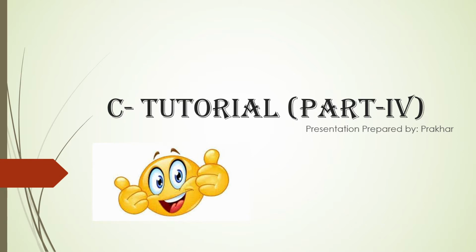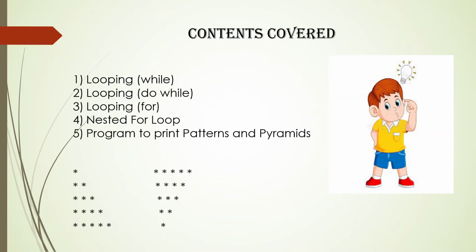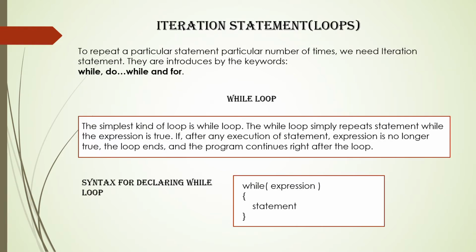So today we are going to see part 4 of the C programming series, and in this we will cover various types of looping, that is iteration statements: while loop, do while loop, for loop and nested for loop. At last, in the nested for loop, we will see two programs to print the half pyramid and inverted half pyramid patterns. So let's start with today's lecture. Let's dive into today's lecture.